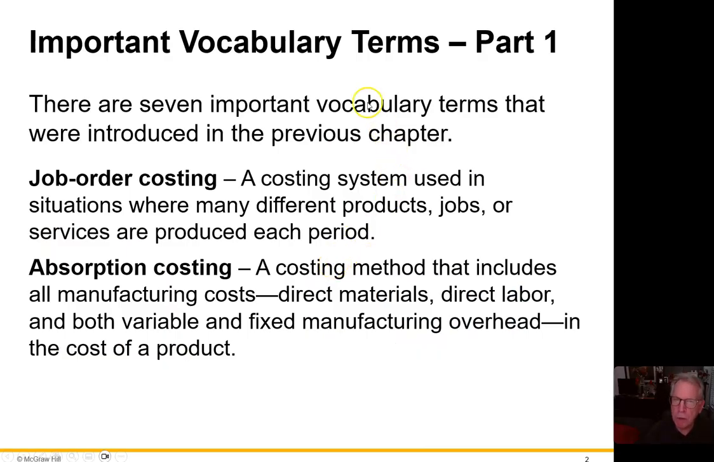Okay, important vocabulary terms. There are 7 important vocabulary terms that were introduced in Chapter 2. The first one is job order costing, and that's a costing system that's used in situations where many different products, jobs, or services are produced each period. Absorption costing is a costing method that includes all manufacturing costs, direct material, direct labor, both variable and fixed manufacturing overhead in the cost of the product.